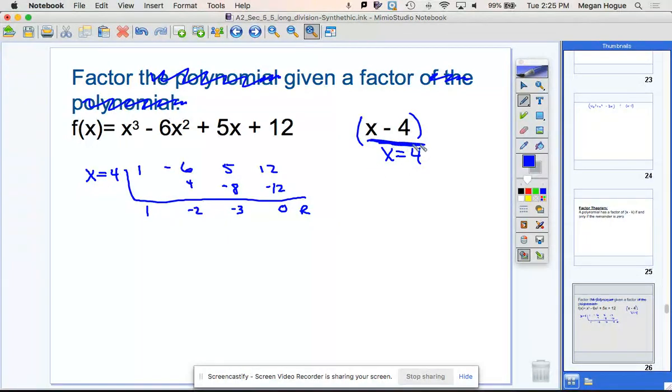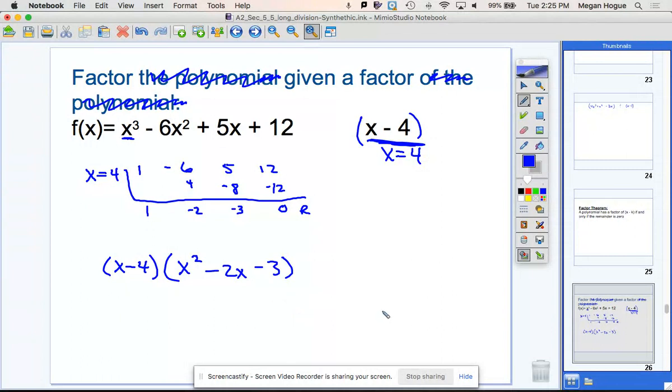Since this is a factor, I don't want to lose track of it. Kind of like when I have a GCF and I don't want to lose track of it. So I want to write it first. You can write it last, but we tend to forget it. So I put it down first, and then I'm going to write what's left. So it was x cubed, so it's going to start with x squared minus 2x minus 3.